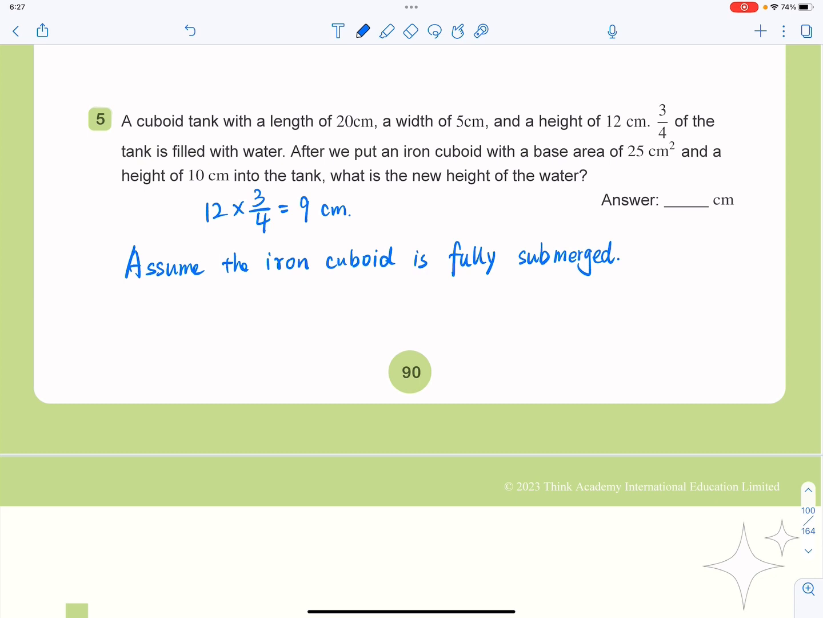volume of the water and the volume of this iron cuboid divided by the area of the base of our cuboid tank, right? So the total volume equals the volume of water, which is length 20 times width 5 times height, which is 9 centimeters, adding the volume of this iron cuboid, which is 25, the base, times 10.